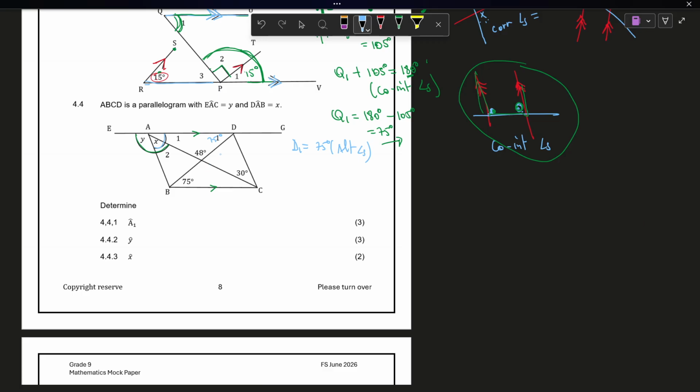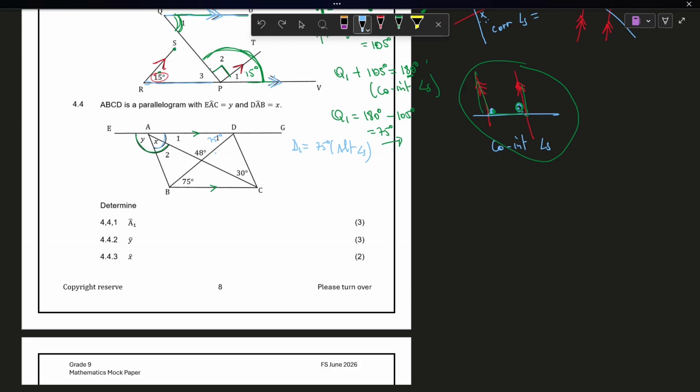What else can we see? So we're asked to find A1. A1 is right here, right? A1 and this angle here are equal, but we don't have this angle here. They should actually be alternate, but we don't have this angle here, so we shouldn't go that route. What else do we see?